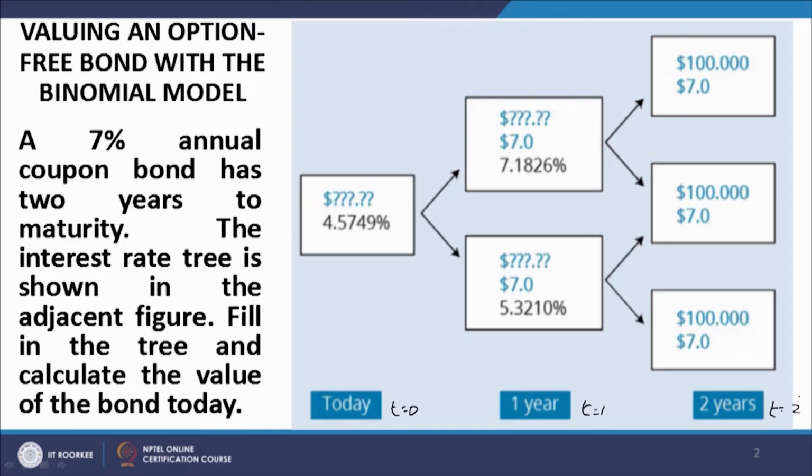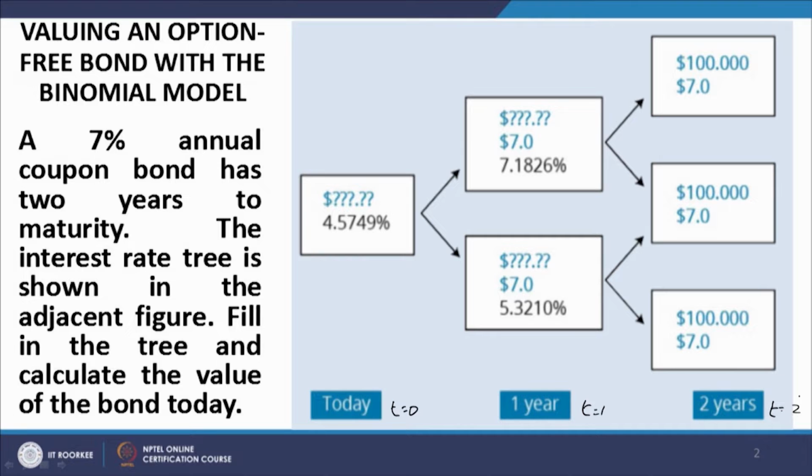5.3210%. So, this is the flexibility that is embedded in the binomial model, which is not there in the earlier model that we discussed. We can feed in our estimates of various values of the forward rates as well as the probabilities of their occurrence. Incidentally, in this problem and in the model that we have been discussing, the two rates that we have here are equally likely. So, the probability of the forward rate being 7.1826% or 5.3210% is 1 by 2 in each case.